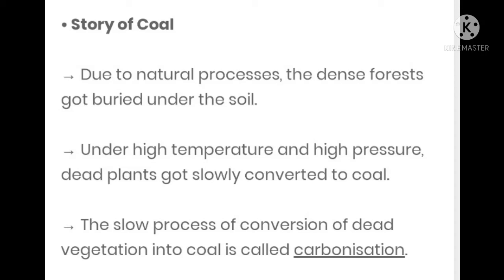Due to natural processes like flooding, this forest got buried under the soil. As more soil deposited over them, they were compressed. The temperature also rose as they sank deeper and deeper. Under the high pressure and high temperature, dead plants slowly converted to coal. As coal contains mainly carbon, the slow process of conversion of dead vegetation into coal is known as carbonization. Since it was formed from the remains of vegetation, coal is also called a fossil fuel. I hope you have understood the story of coal.